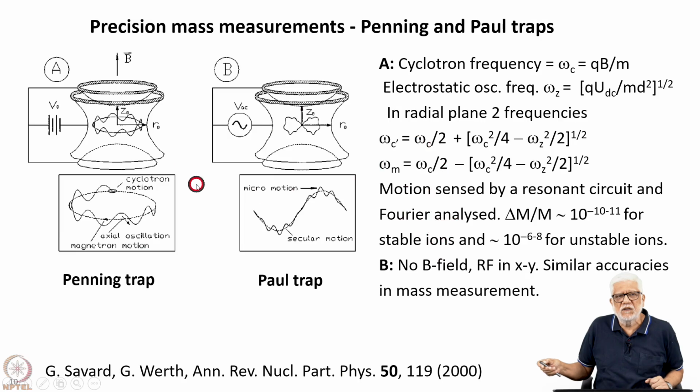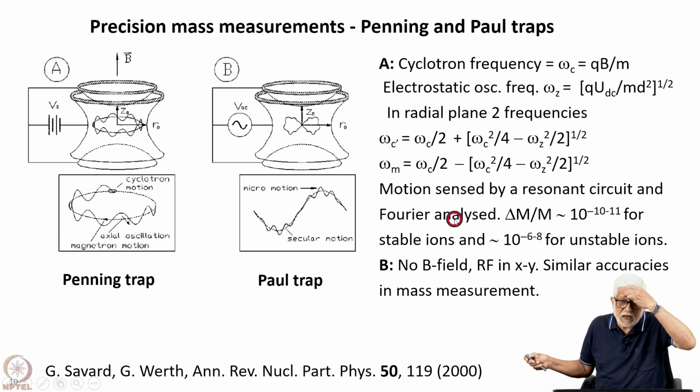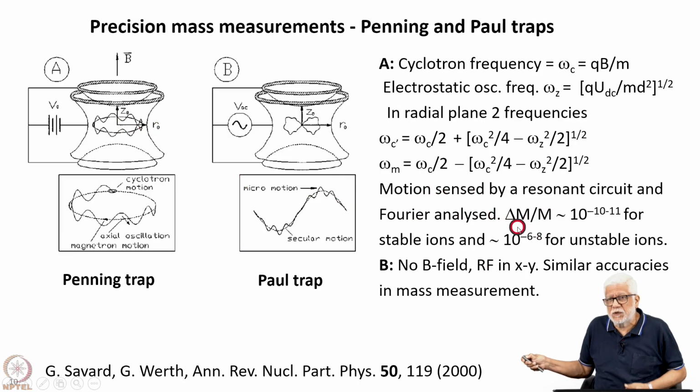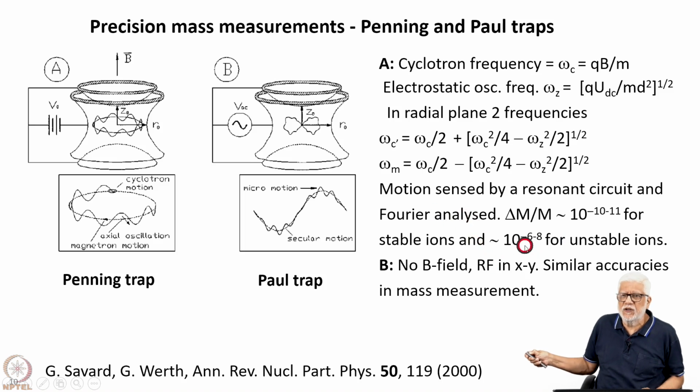Okay. So, these are the two frequencies that you get, and this motion is of course sensed by a resonant circuit, so the motion of this ion, which is oscillating in this manner, is sensed by a resonant circuit which is connected to this device, and from Fourier analyzing this, you can get a mass spectrum. This mass you can get accurate to about 10 to the minus 10, 11 for stable ions, and less so for unstable ions.